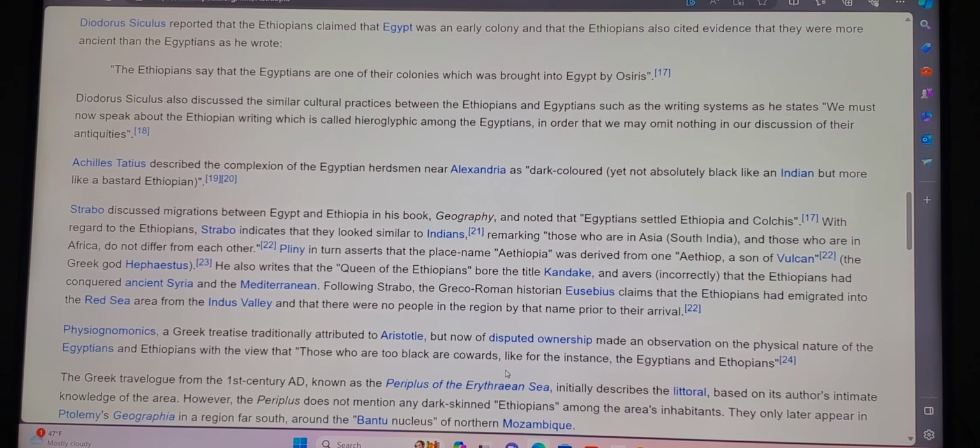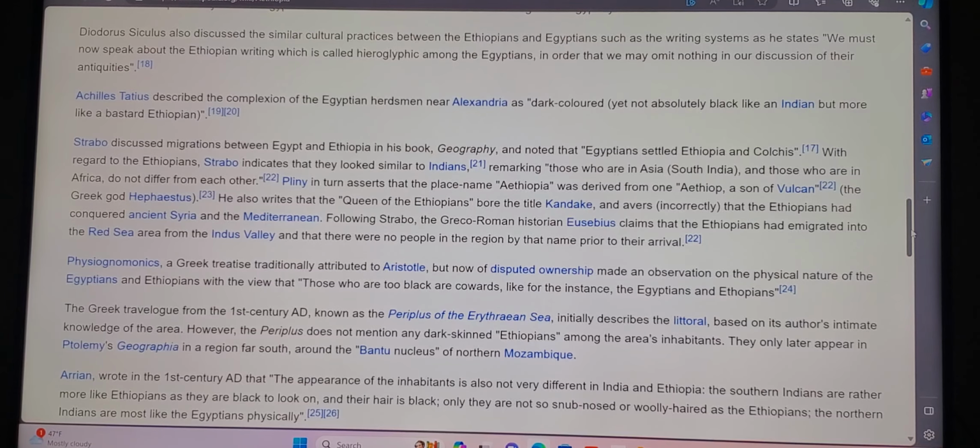Following Strabo, the Greco-Roman historian Eusebius claims that the Ethiopians had immigrated into the Red Sea area from the Indus Valley and that there were no people in the region by that name prior to their arrival. Now, I don't believe nobody came from India into Africa unless they left Africa first and came back.